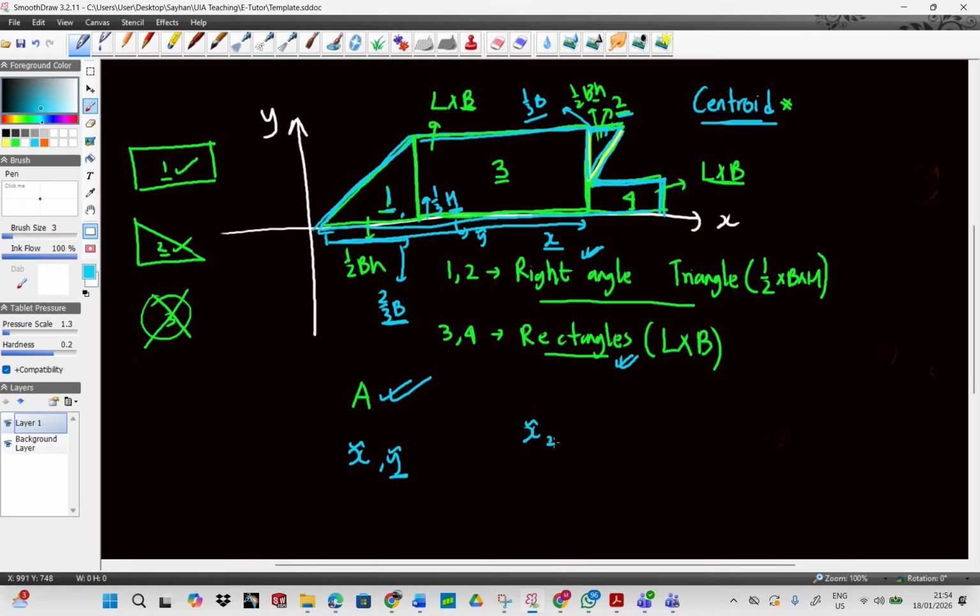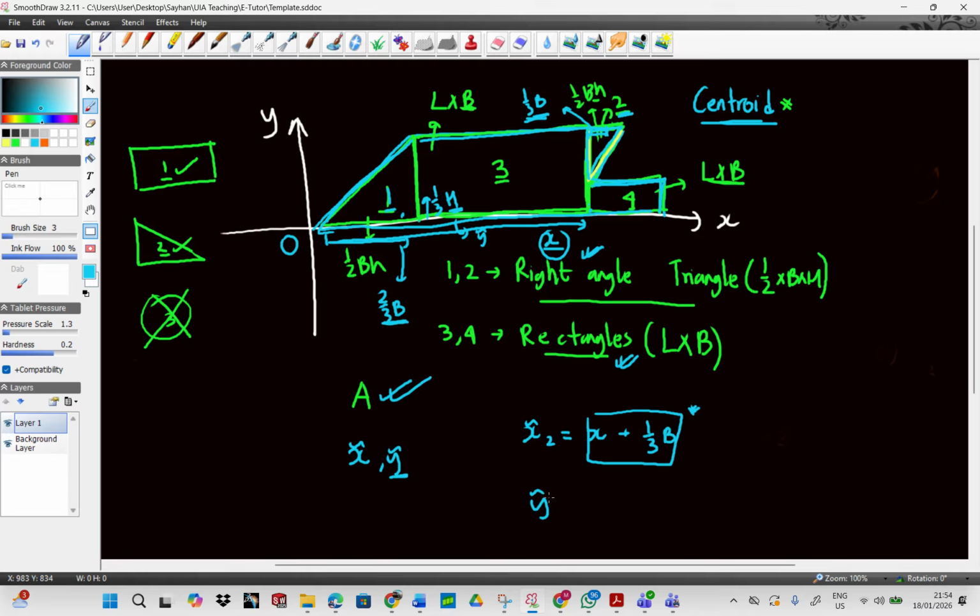So for triangle 2, the x tilde at 2 is just this x value here, which goes from the origin to this part, and then plus 1/3 of the triangle's base. Triangle 2, don't be confused. Basically that's your x tilde. Can you guys follow so far? Yes, sir. Okay, great.